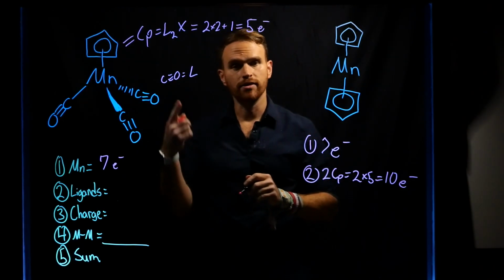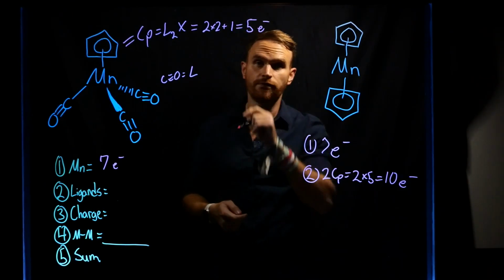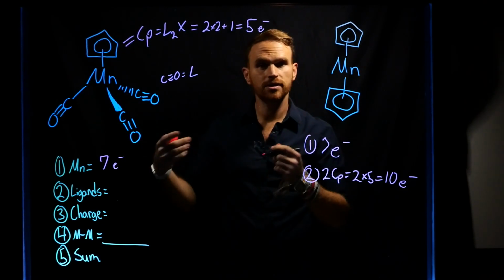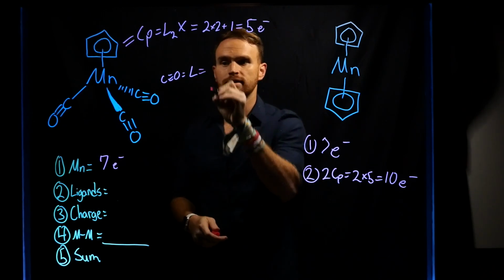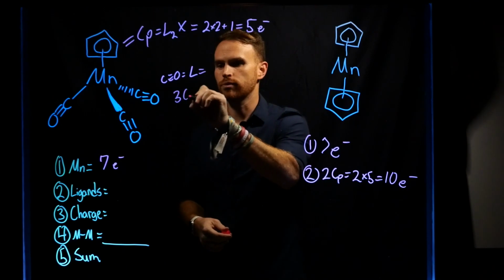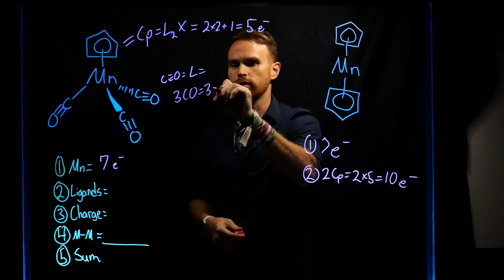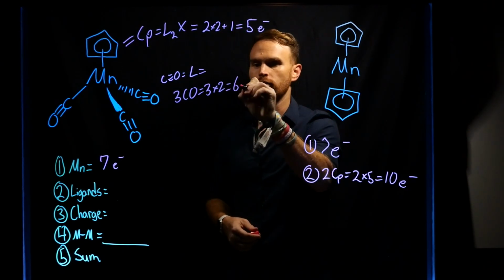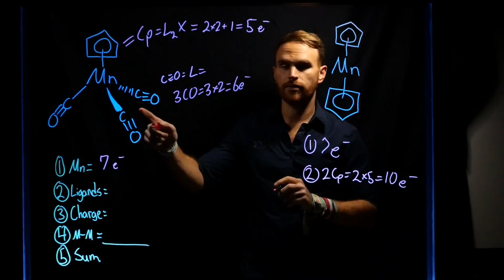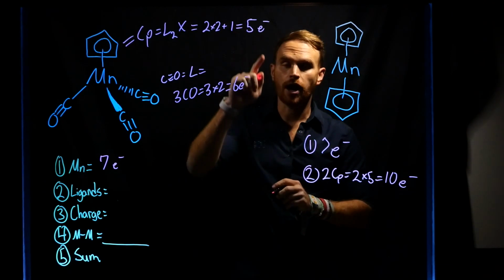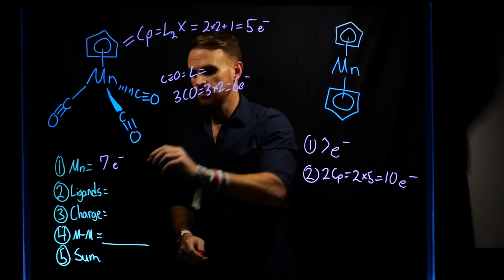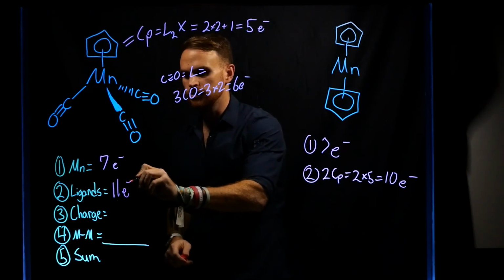On this side, we have a single Cp ligand, which again is 5 electrons. And we have 1, 2, 3 CO ligands. Remember that CO is an L-type ligand. That means from each of these, since we have 3 COs, we have 3 times 2 for a total of 6 electrons. So on this side, we have 6 electrons coming from the carbonyl ligands and 5 coming from the Cp ligand. This is going to give us a total of 6 plus 5 is 11 electrons just coming from the ligands.